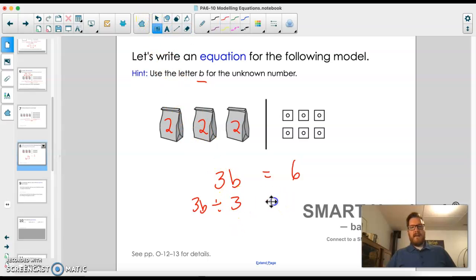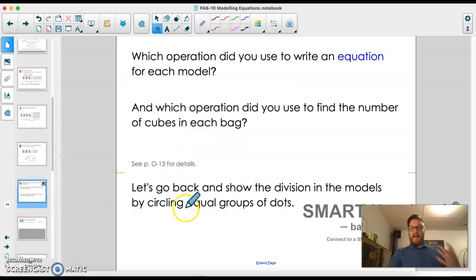Divide this side by 3, and then I'm going to divide 6 by 3 as well. That's going to get rid of the 3's, and then all I'm left with here is the B, and then 6 divided by 3 is 2. And that's what I said here, that one of those bags is equal to 2. Okay? And so that's what I've done. When I've got a multiplication equation, to figure it out, I have to use division to solve the equation.